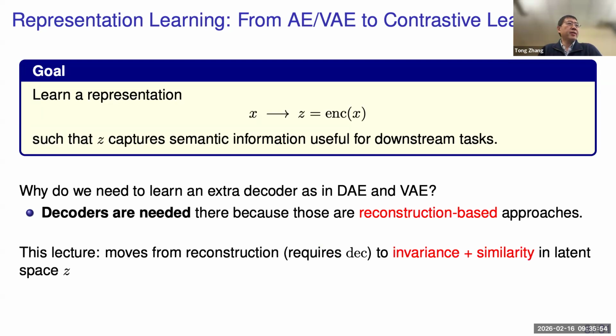Basically, in the latent space, similarity is in the latent space, while invariance is in the original space. So this is actually slightly different. We will say a bit more about the difference between these two points of view and how you learn this representation out of that. The key part is that this is purely learning of representation without any decoder. This is a clear distinction from the VAE or the denoising autoencoder.